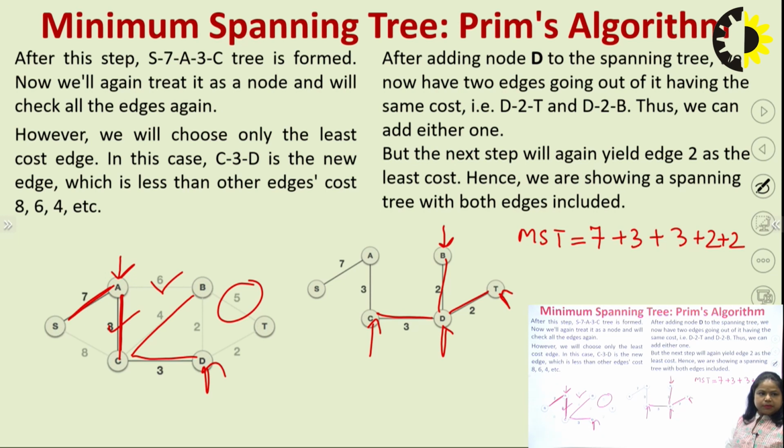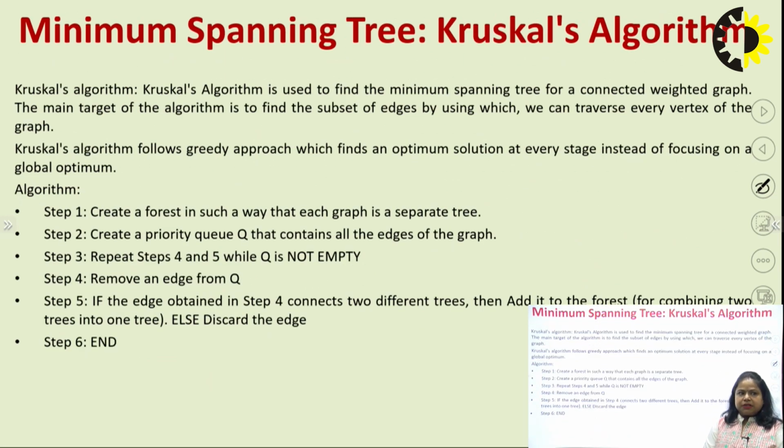So what is the minimum cost of this tree? That comes out to be 7 plus 3 is 10, 10 plus 3 is 13, 13 plus 4 is 17. So it comes out to be 17. So what is the minimum cost of using this tree? That is 17. Now after that, what do we have to do?